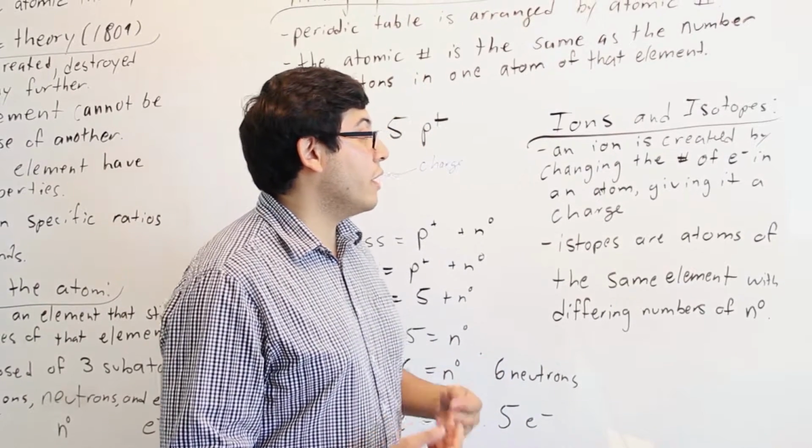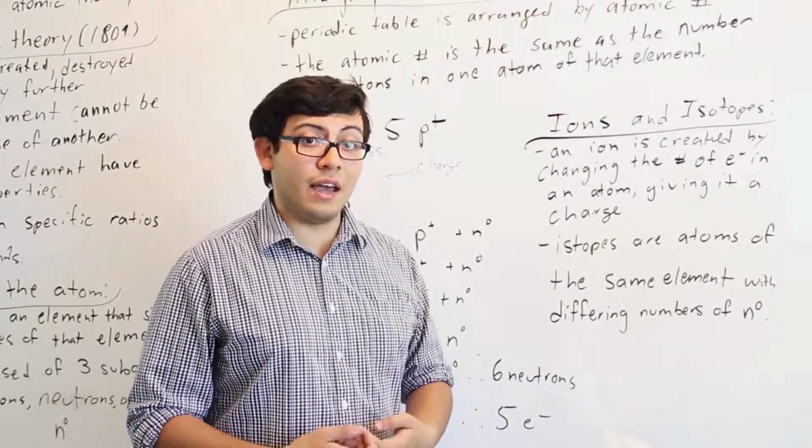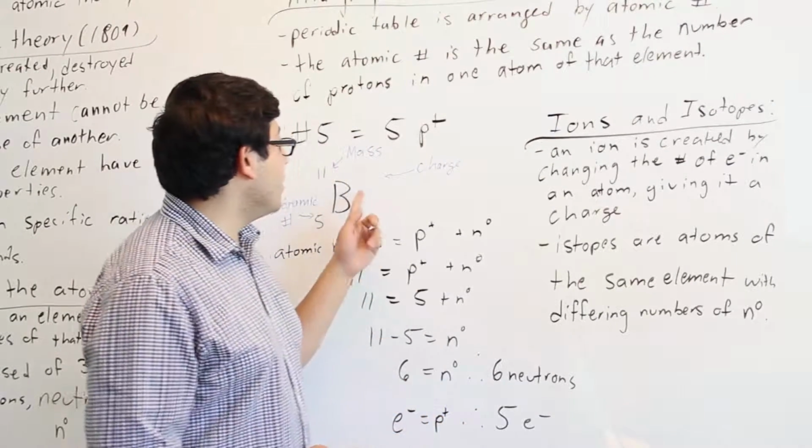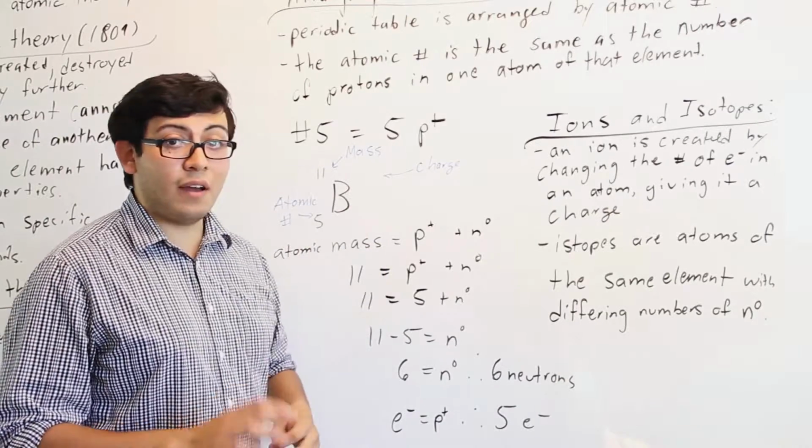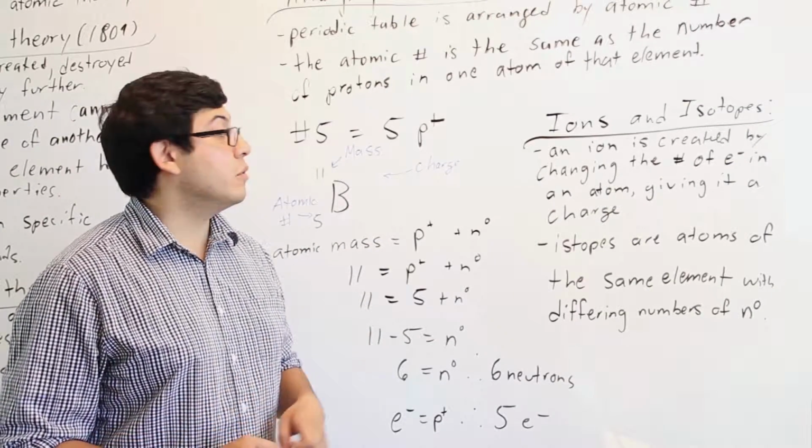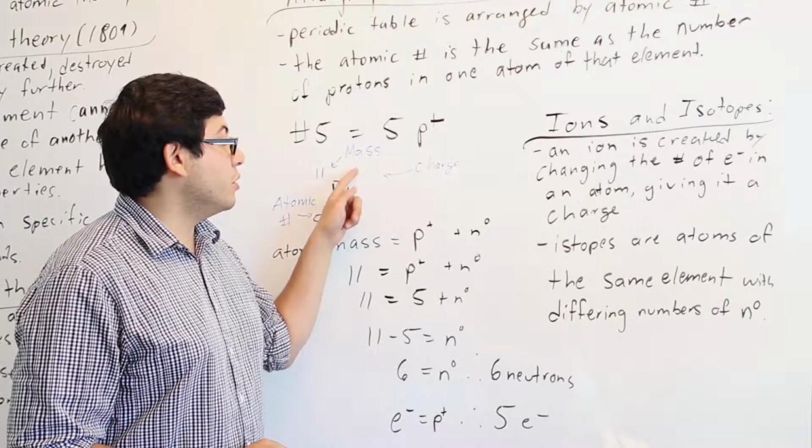So ions are created when you change the number of electrons in an atom. So if I were to take away 1 electron from this, it wouldn't have 5 electrons anymore, it would have 4, and it would gain a +1 charge, which I can just put over here as a plus.